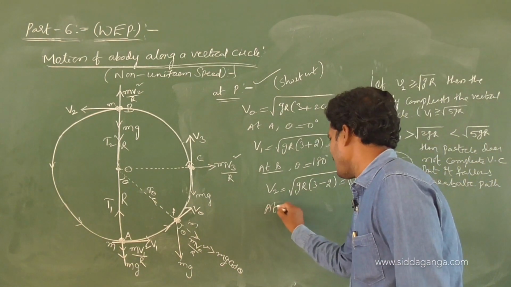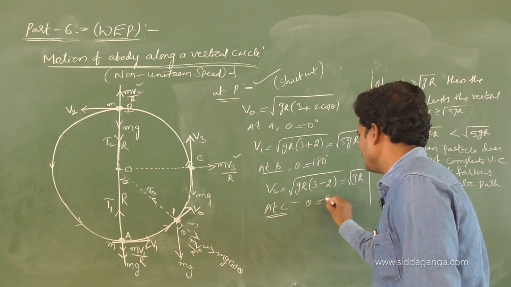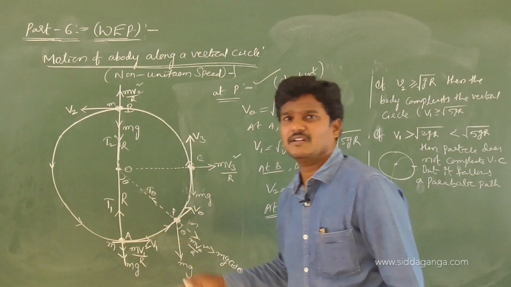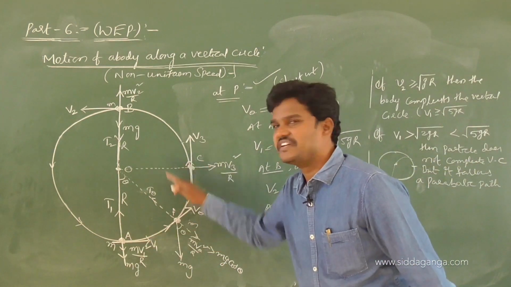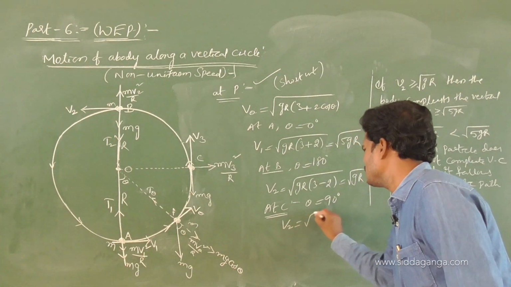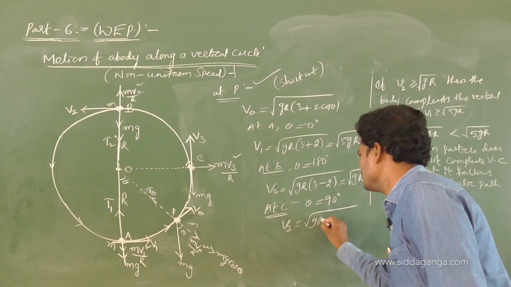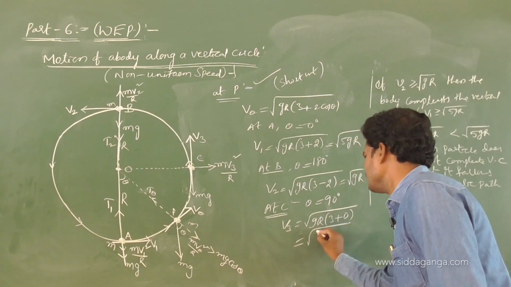At C, if they ask what is theta? 90. Why? From A to C, how much is the angle covered by the particle? C is 90, from here to here is 90. So cos 90 is 0. So V3 is equal to sqrt(gr(3 + 0)). Then what is the answer? See, are you getting the answers or not?